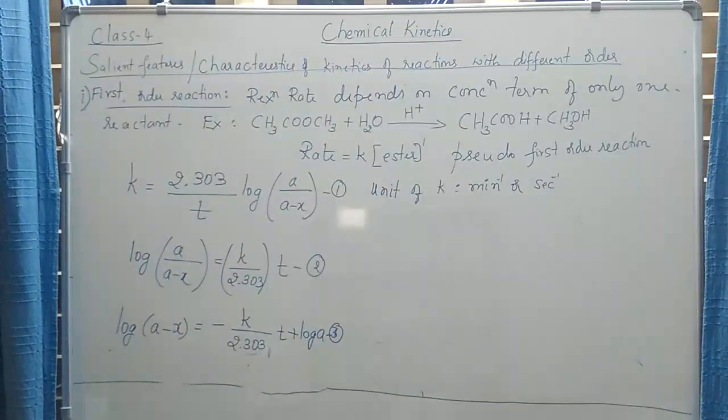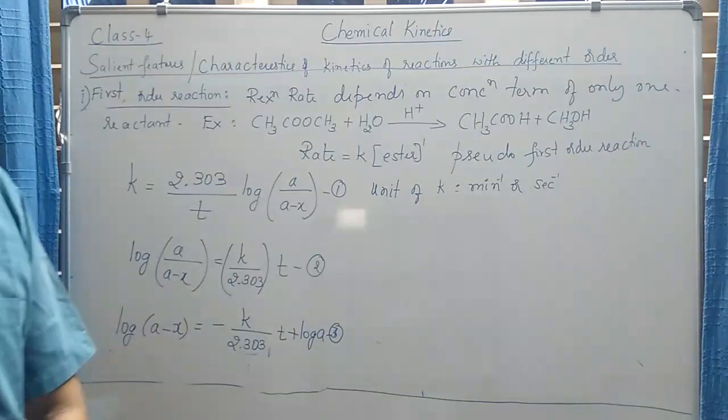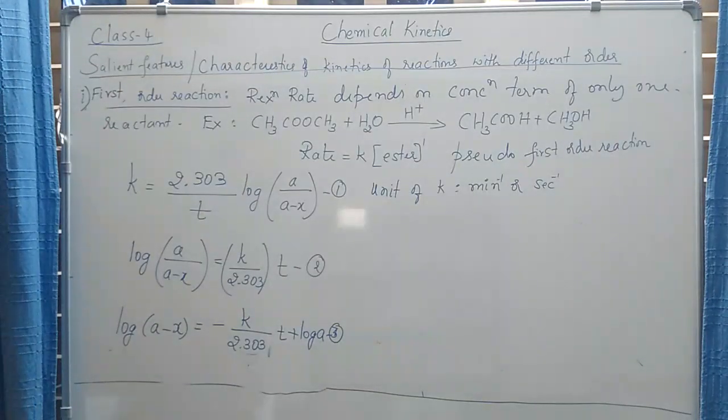What about a zeroth order reaction? The unit of rate constant of a zeroth order reaction is mole per dm cube per second or mole per dm cube per minute. But for a first order reaction, it is per minute or per second. So as I already stated in my previous class, the unit of rate constant changes as the order of the reaction changes.